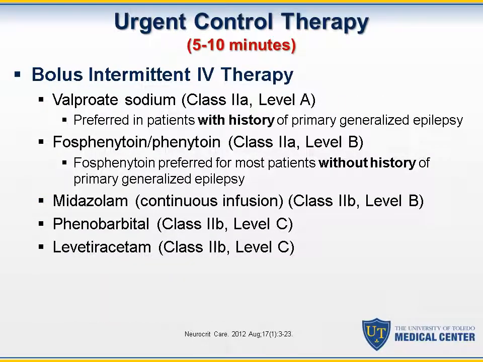Listed here are the medications recommended for urgent control therapy, in decreasing class and level of evidence behind the recommendation. Valproate is preferred in patients with a history of primary generalized epilepsy, whereas fosphenytoin is preferred for most patients without a history of primary generalized epilepsy. The other three remaining recommended options for urgent control therapy are midazolam, phenobarbital, and levetiracetam. IV administration is required for all of these agents in order to achieve therapeutic levels rapidly.